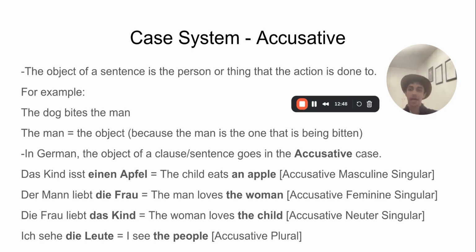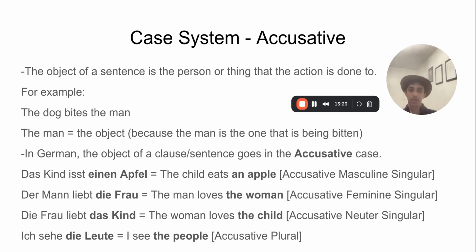Das Kind isst einen Apfel. Einen Apfel is in the accusative singular and Apfel is masculine. That means the child eats an apple. Der Mann liebt die Frau. The man loves the woman. Die Frau is in the accusative singular and Frau, meaning woman, is feminine. Die Frau liebt das Kind. The woman loves the child. Child is a neuter noun in German, das Kind. So that is an example of the accusative singular neuter form.